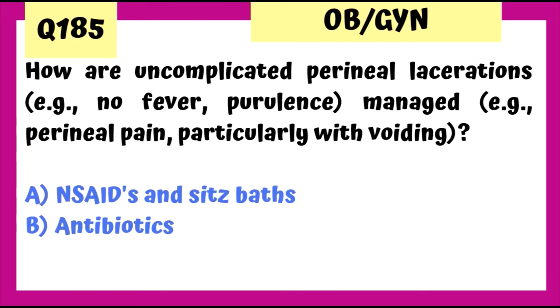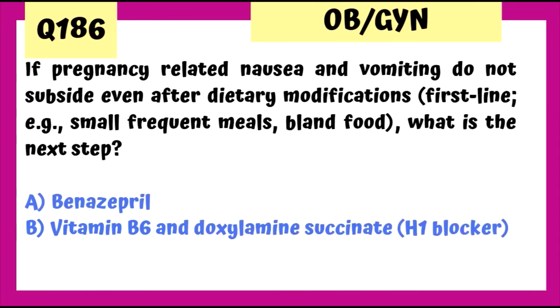Question 185, how are uncomplicated perineal lacerations managed? NSAIDs and sitz baths, not antibiotics, that's when we see infection. Question 186. If pregnancy-related nausea and vomiting do not subside even after dietary modifications, for example, small, frequent meals, bland food, what's the next step? We already spoke about this in hyperemesis gravidarum. We give vitamin B6 and doxylamine succinate, an H1 blocker.